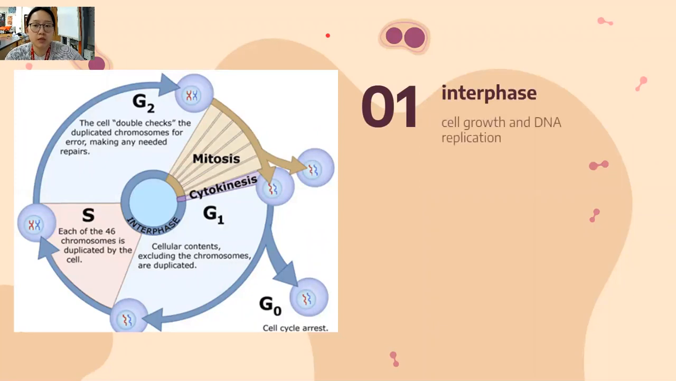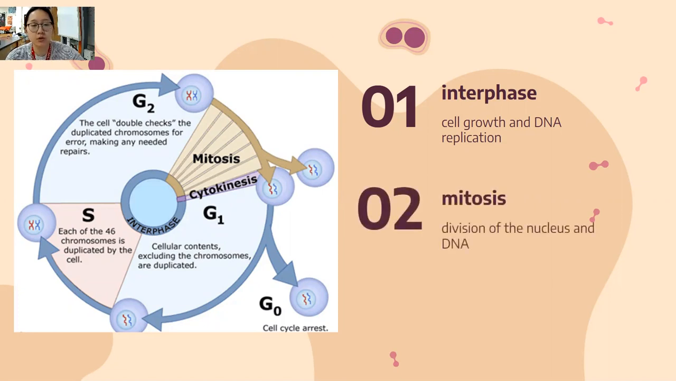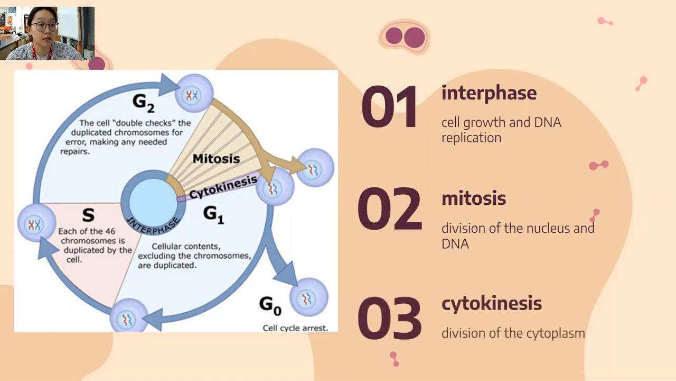So the first part that we're going to talk about is interphase. That's where cell growth and DNA replication happens. The second part is going to be mitosis, where the nucleus of the cell is going to split and the DNA is going to be separated into two separate nuclei. And then the third part is going to be cytokinesis, where the actual cell and cytoplasm split up into two. So physically, there are going to be two cells at the end, each with their own nucleus.